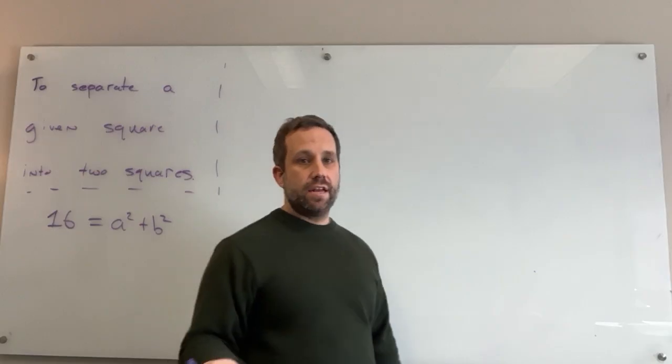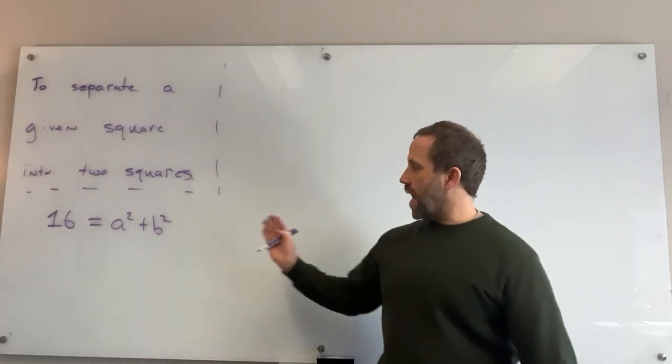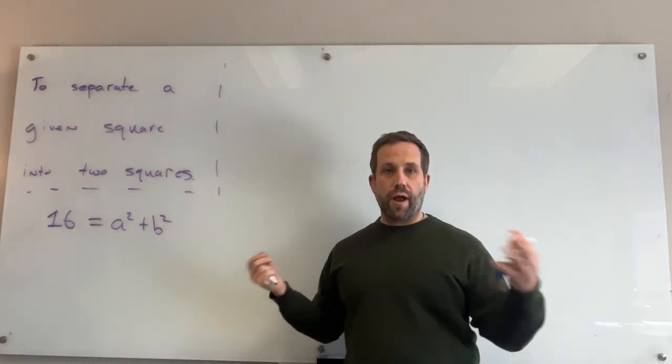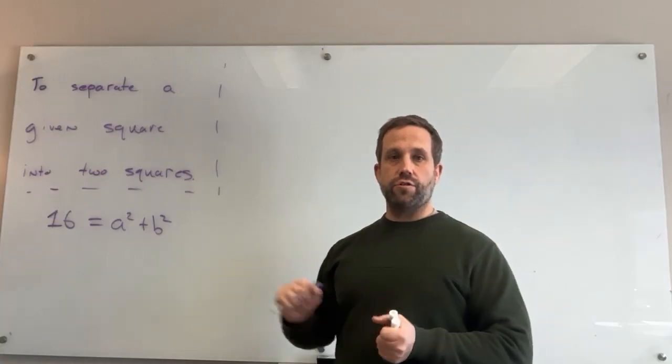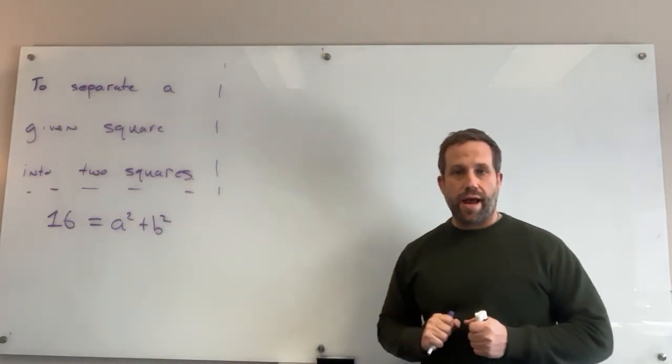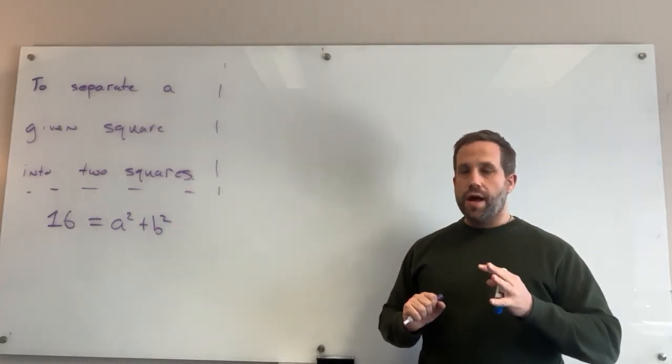Okay, we want to find a and b. Now, importantly here, a and b are allowed to be rational. We're not just looking for integer solutions. A and b can be rational numbers. Okay, so here's how he does it.